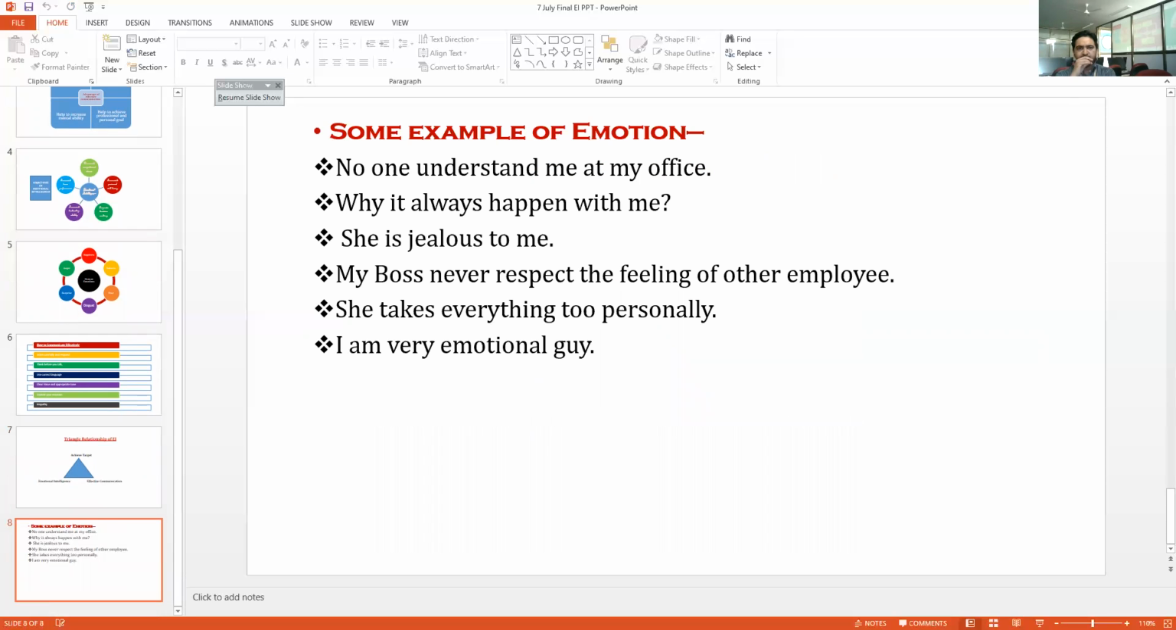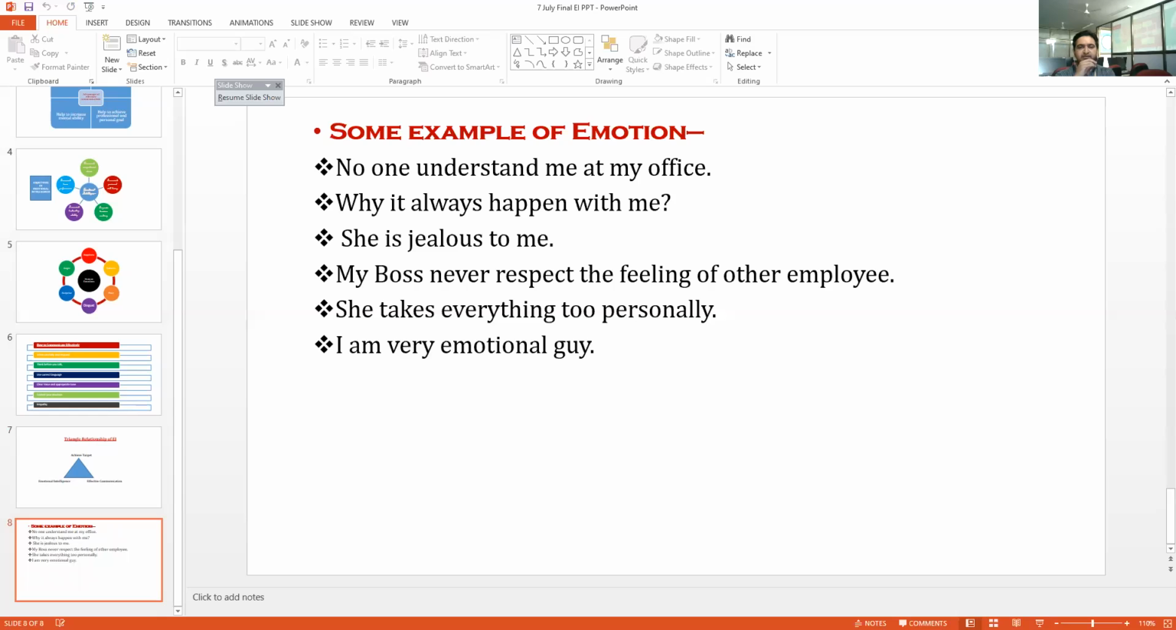Now here are some of the examples which we very commonly use in our life. When we say it is sentimental, these are all emotional issues which happen in our life. This is a very common problem among all of us. That is, no one understands me at my office or at my home. No one is giving me any opportunity, any chance so that I can show myself. In this situation, we should not be depressed. We should show our positive emotions, our positive energy, and try to overcome the situation.